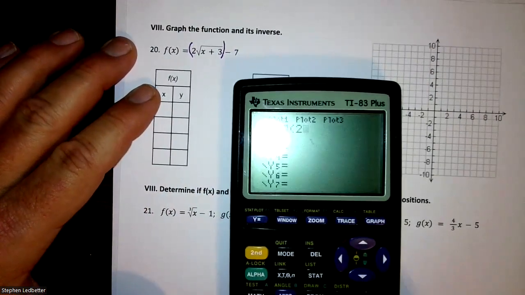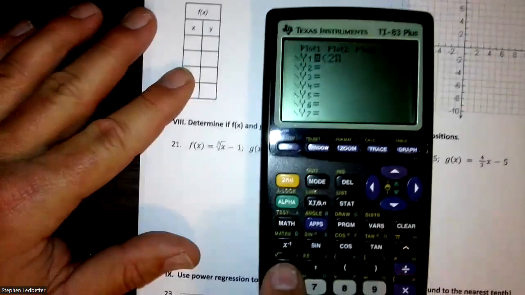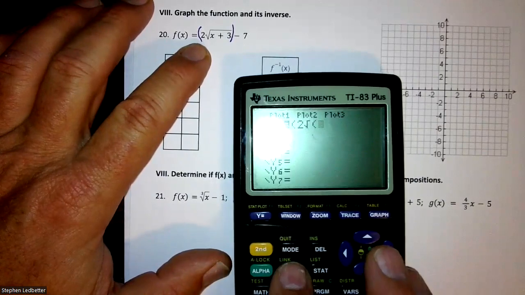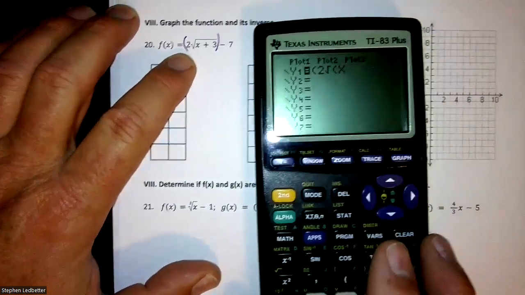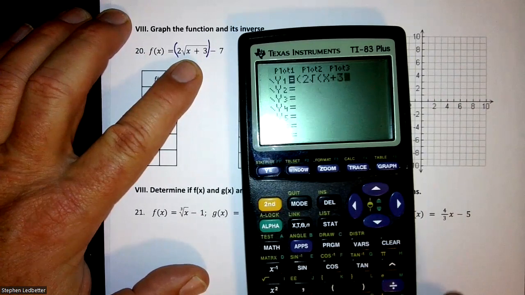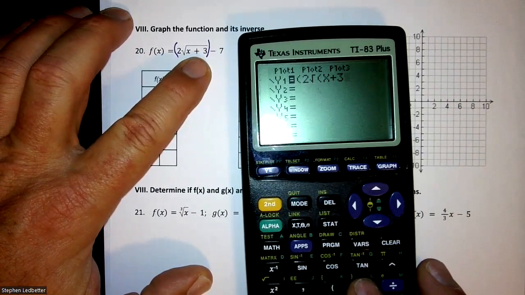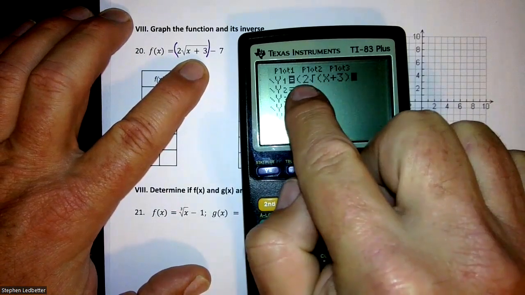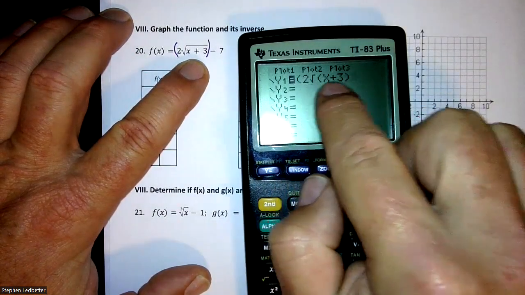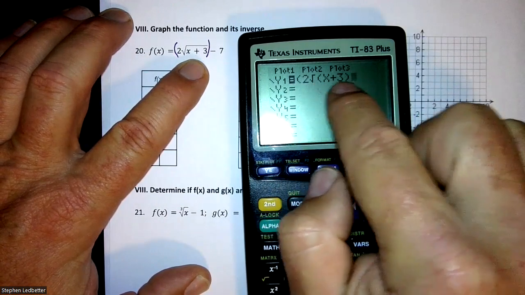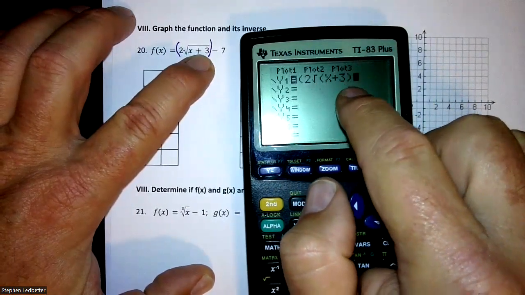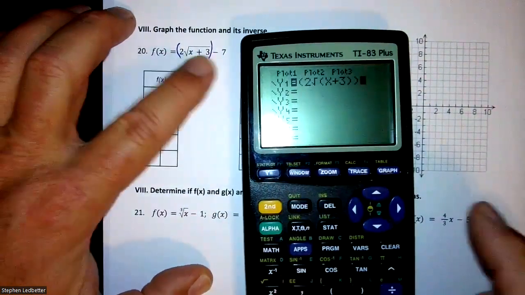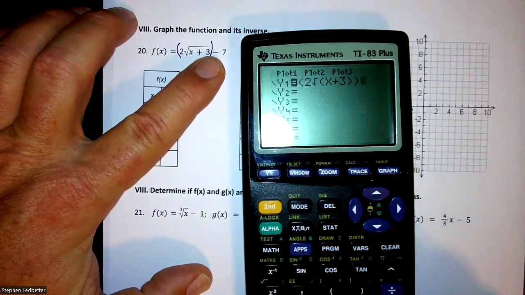So it'll be 2. Remember, the square root is right here. And then I'm hitting x plus 3. The x is right here. Plus 3. And then I've got to close that parentheses. Now be careful. I have 2 open parentheses, see this one and this one? This closes the parentheses for what's under the radical. Then I've got to do another one to close the whole top. Now I've got to say minus 7.